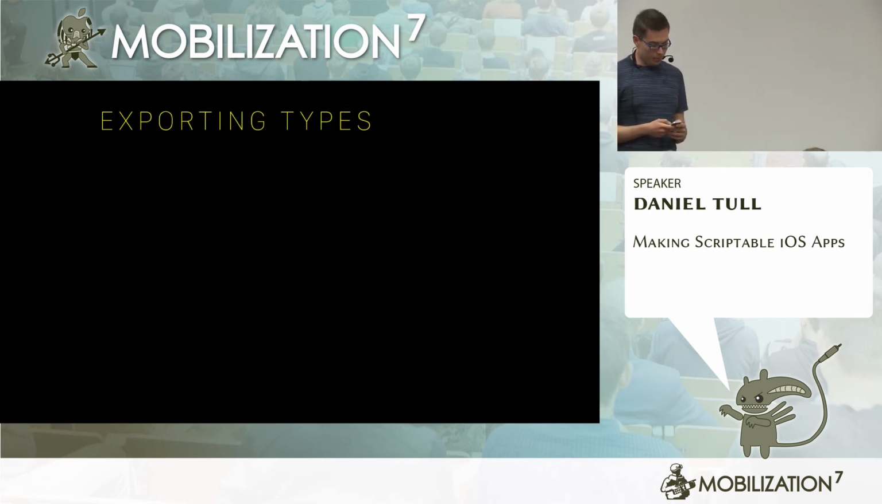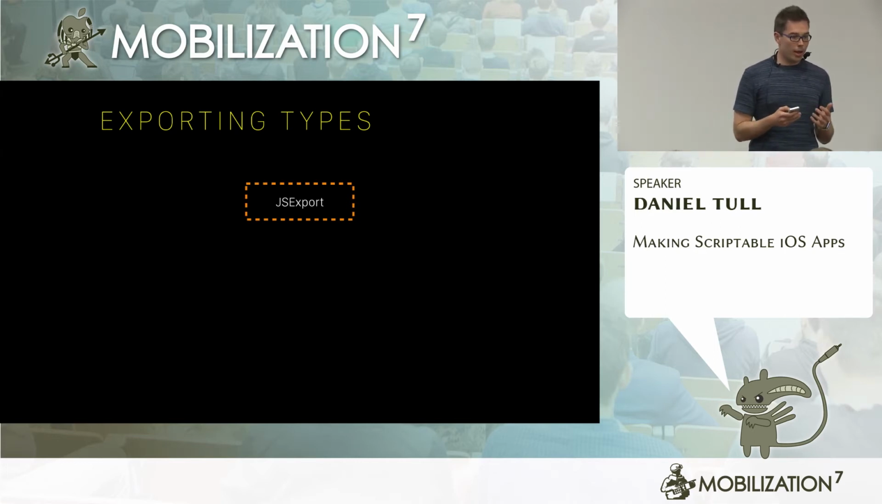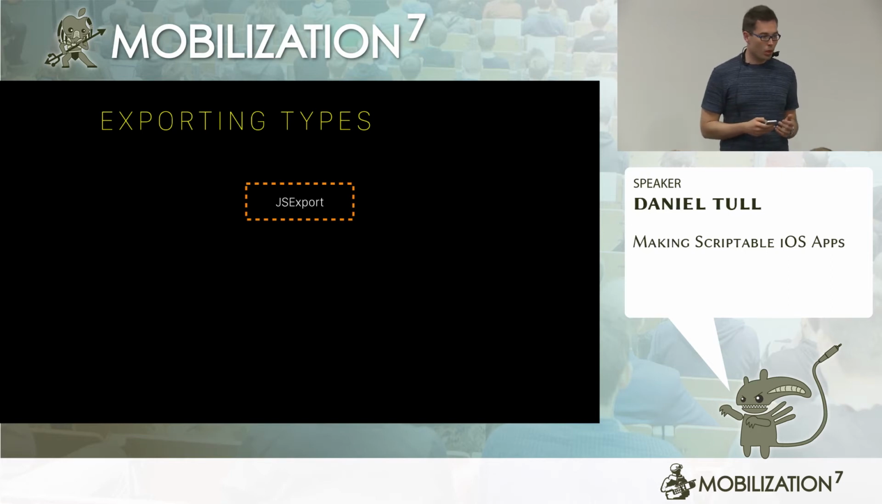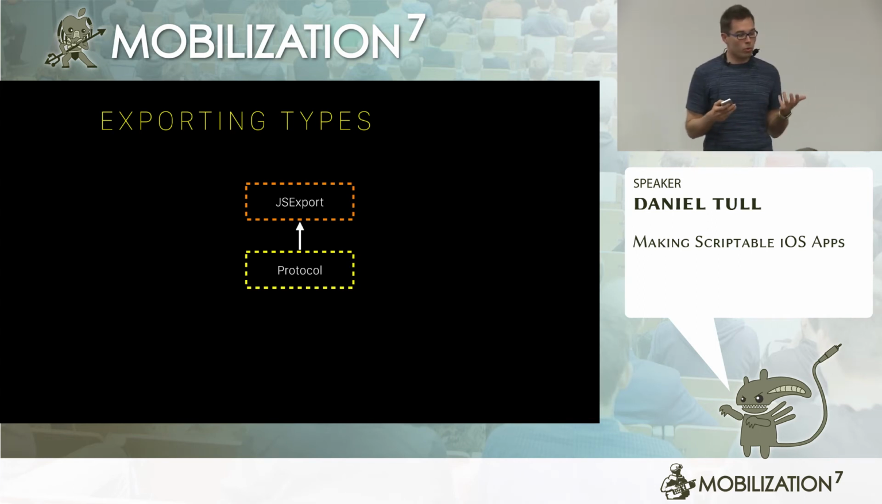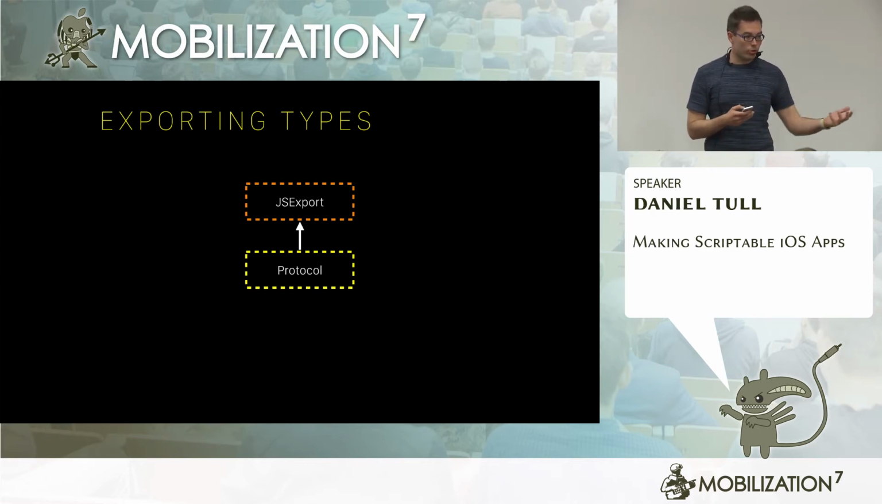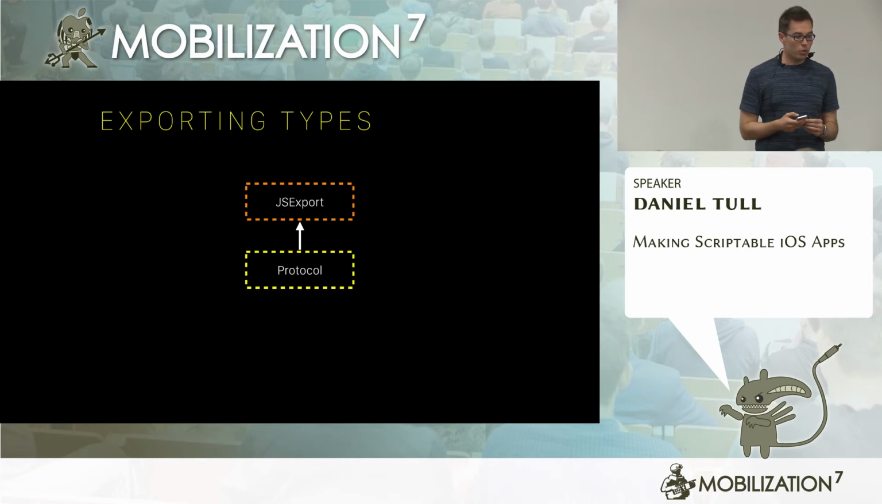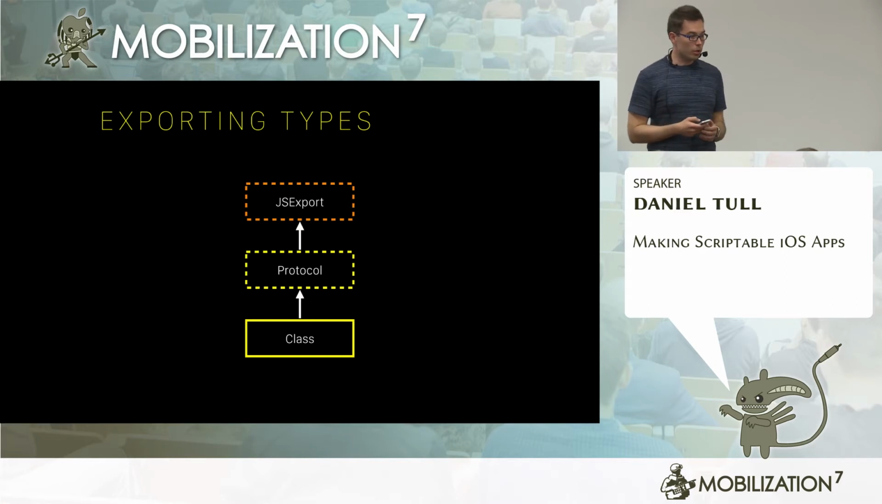So exporting types. As I said, we've got the JS export protocol, which is an empty protocol defined by Apple. And they've said that any protocol which inherits from that one will be able to provide methods, properties, and classes to JavaScript. Then you obviously have to implement the class, which implements that protocol to provide the methods and the properties.